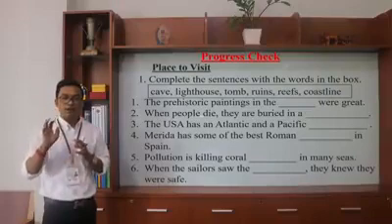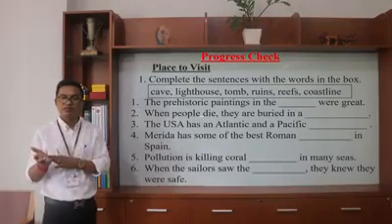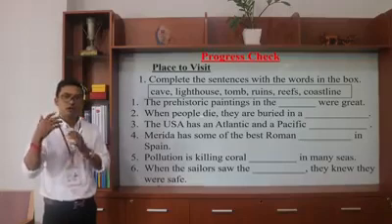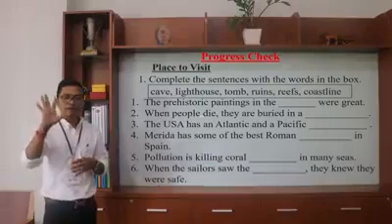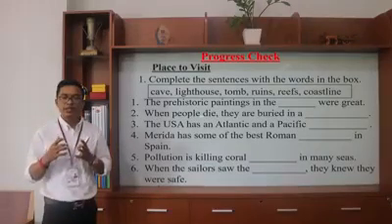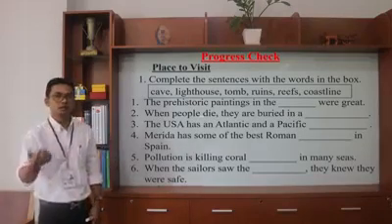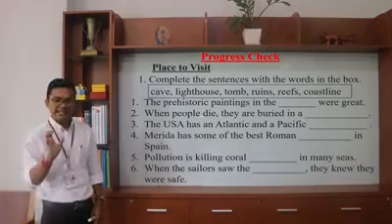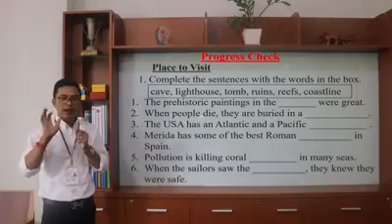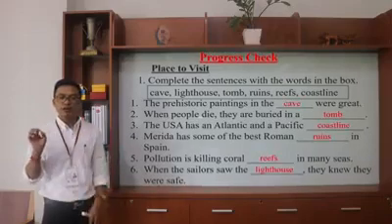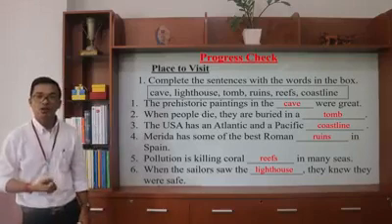And number four, Italy has some of the best Roman ruins in Spain. Ruin means a destroyed building, an ancient destroyed building. Number five, pollution is killing coral reefs in many seas. So reef means rocks in the sea or in the river. And then number six, when the sailors saw the blank, they knew they were safe. So the last word is lighthouse.